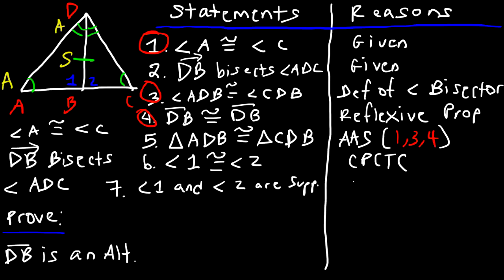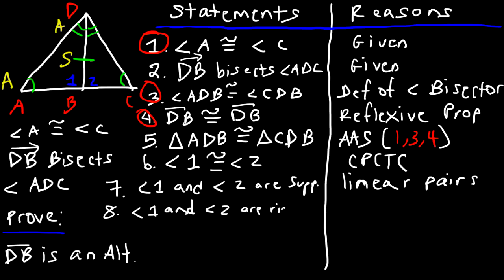And this is basically the definition of linear pairs. Linear pairs form right angles. So now in step 8, we could say that angle 1 and angle 2 are right angles. And this is based on the right angle theorem, RAT.